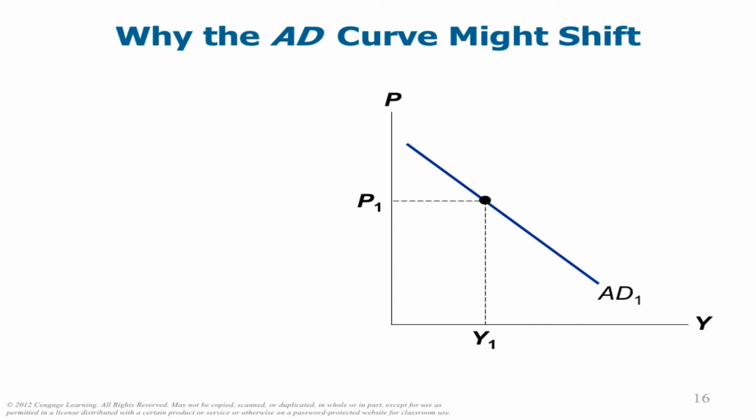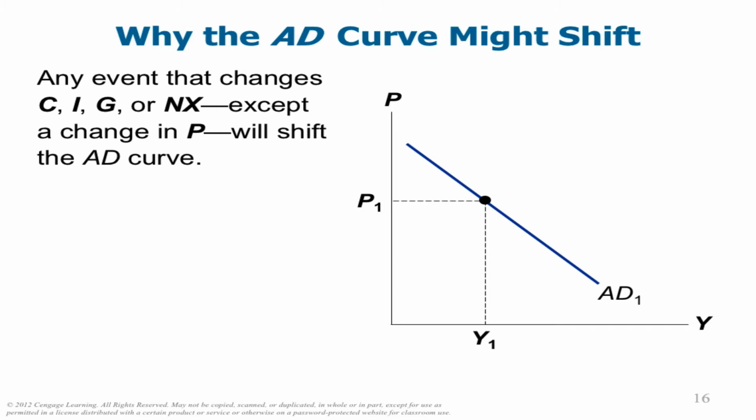There's seven on the next slide, and it only covers C and I. Oh. Wait. Do we have to memorize this? Yep. Any event that changes consumption, investment, government spending, or net exports, except for a change in the price level. So anything that's not a change in the price level will shift the curve.